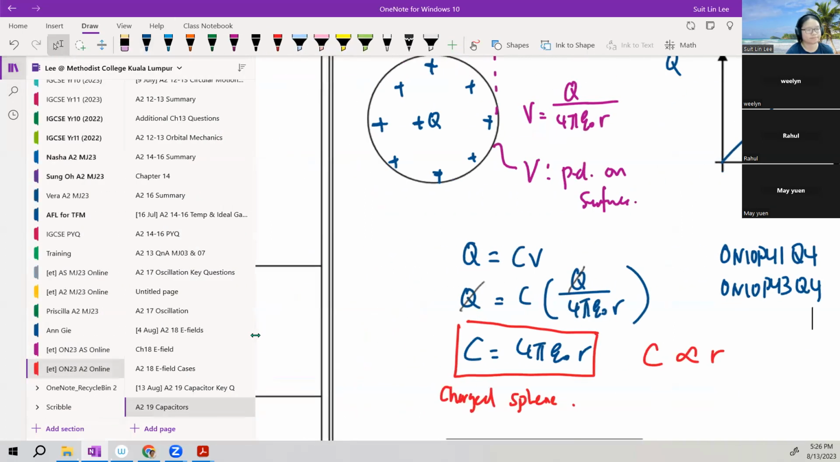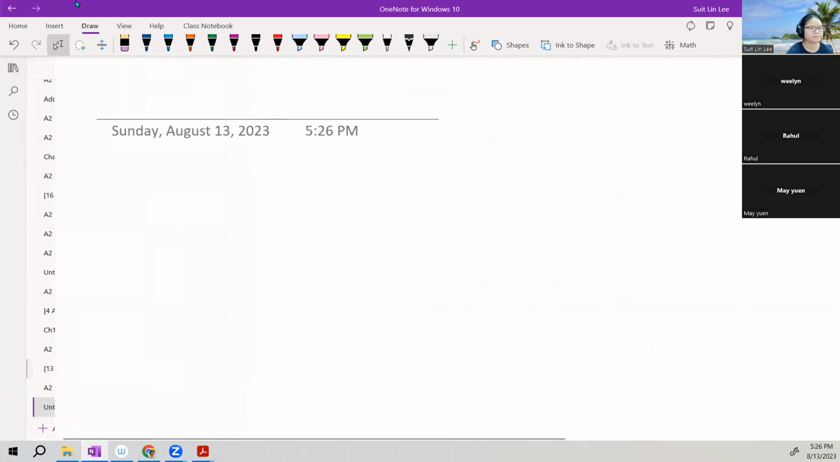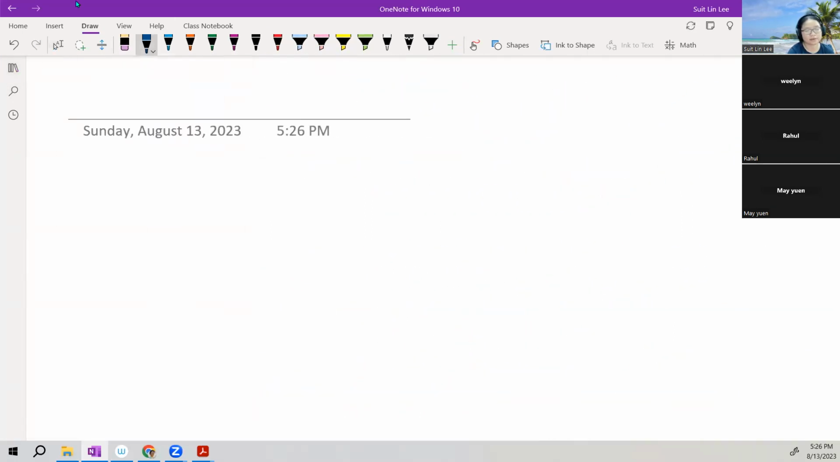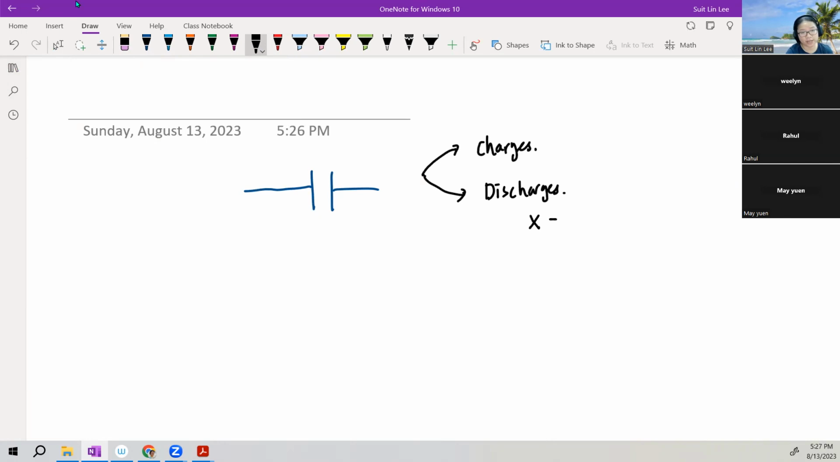Let me summarize. One, capacitor is a parallel plate. We must know how it charges. I've spent some time talking about the charging mechanism, how it discharges. And we're going to use the equation X is equal to X naught e to the negative t over RC.